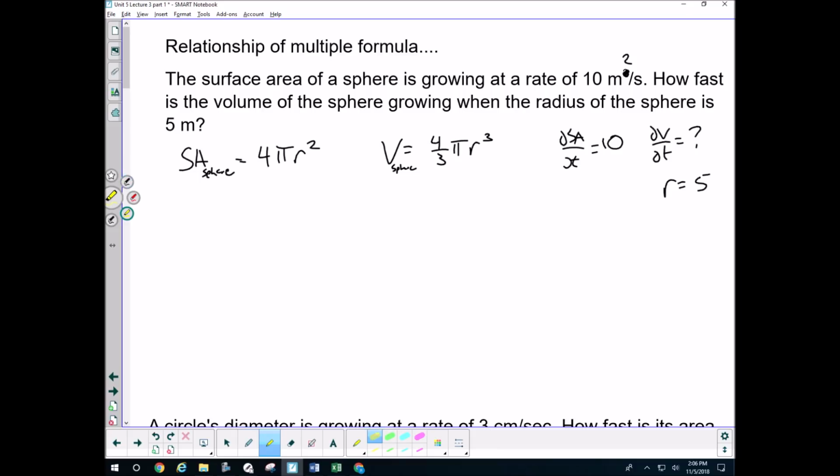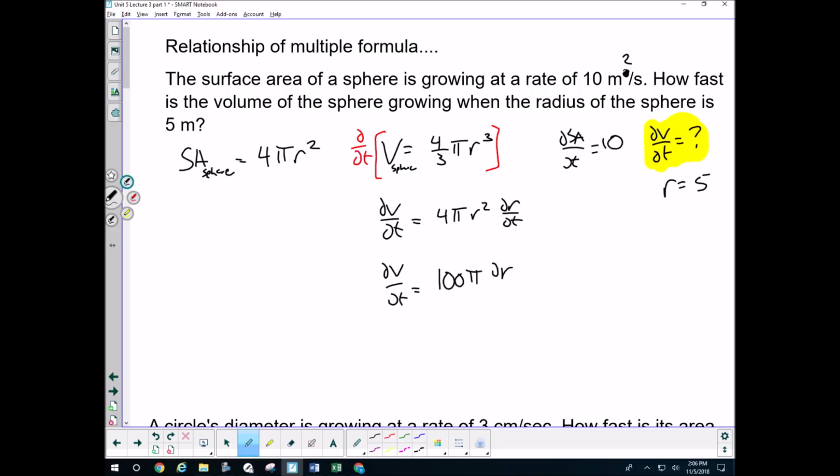Well, since I'm trying to find dV/dt, I might as well take the derivative of V. Let's see, do I need dSA, do I need the SA formula at all? I get dV/dt equals 4/3 pi is just a constant. The derivative of r cubed, 3r squared. So this would be 4 pi r squared dr/dt. And I know r is 5. Okay. So that's 25 times 4. So this would be 100 pi dr/dt.